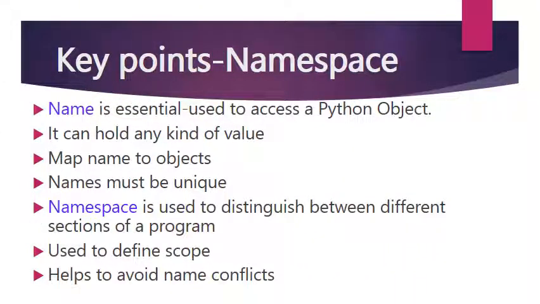Now we are going to see some key points regarding namespace. A name is always essential to access Python objects. If we have a name for a Python object, it can hold any kind of value, so that name will get mapped to this particular object. A name must be unique. Namespace is used to distinguish between different sections where that name is written, and to define the scope of that particular object name. It helps to avoid name conflicts.